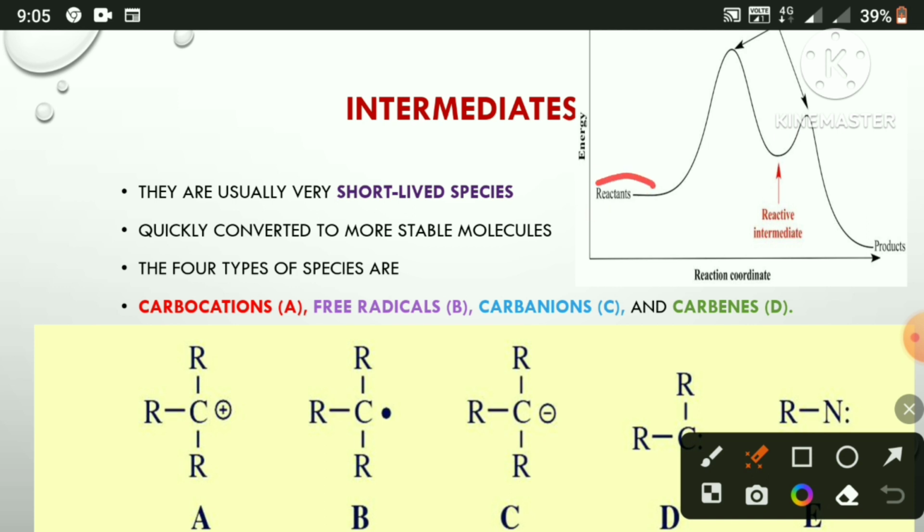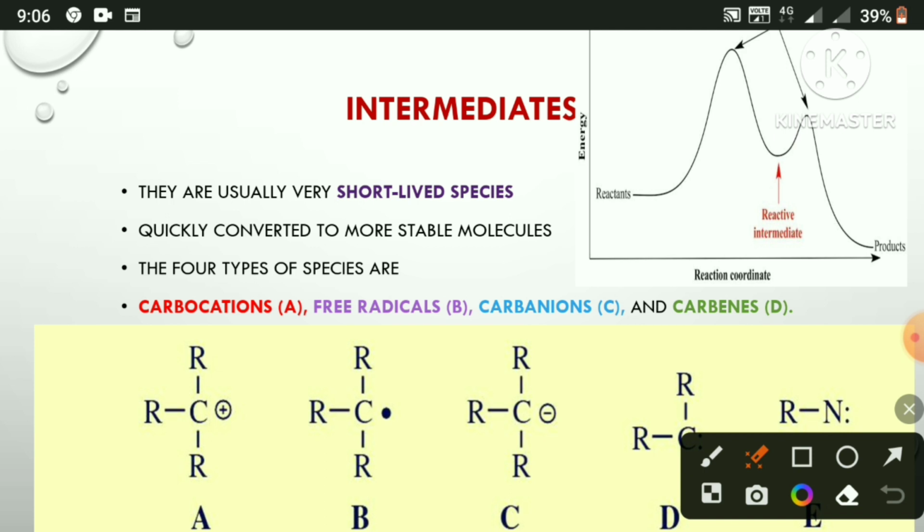The reactant has some amount of energy initially, and the product finally has less energy than the reactant. So energy-wise, the product is more stable than the reactant, but in between the reactant and product, there is an intermediate. This intermediate has some high energy, so it is unstable, but it is more stable than these two transition states. The transition states are higher energy pieces. This is transition state 1 and this is transition state 2.